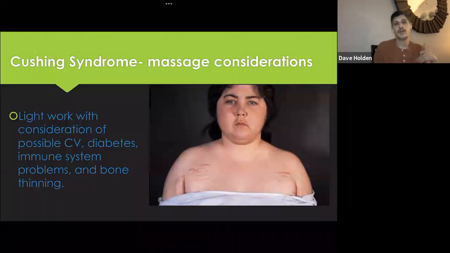All right. So can you work with clients with Cushing's? The answer is yes. Light pressure, because of the possible circulatory issues. They may also have diabetes. So anything with diabetes, you should take that into account as well. They may also have immune system problems. So I'm going to be very gentle. And they also may have bone thinning. So I'm not going to use really firm pressure, particularly over vulnerable bones like your very thin ribs. So no dragging your elbow down the spine.